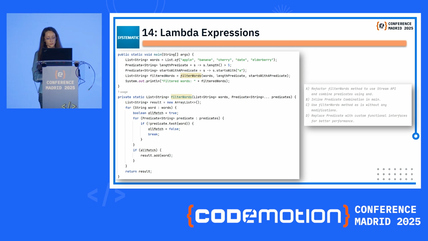But that filterWords method checks each word against all predicates and adds to the result list if it matches all of them. So how would we improve this specific piece of code? As options: A, to refactor filterWords method to use stream API and combine predicates using AND, or B, inline predicate combination in main. Option C, to use filterWords without any modification, so the code is optimal, leave it like that. Or D, replace predicate with custom functional interfaces for better performance. So let's see, and you can now submit your answer.